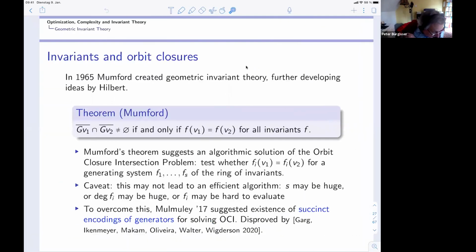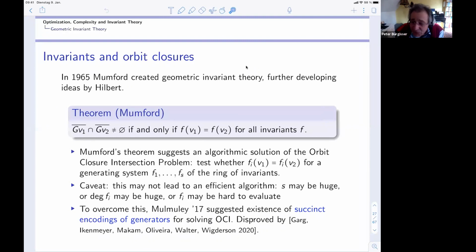So Ketan Mulmuley had studied several examples, and then he suggested some way out of it. I'm not going into the details, but he suggested the existence of certain succinct encodings of generators for solving this problem. And if his hypotheses were right, as a consequence, you would get polynomial time algorithms for the orbit closure intersection problem. So unfortunately, this conjecture was not true. It was recently disproved by a long list of people, our friends.